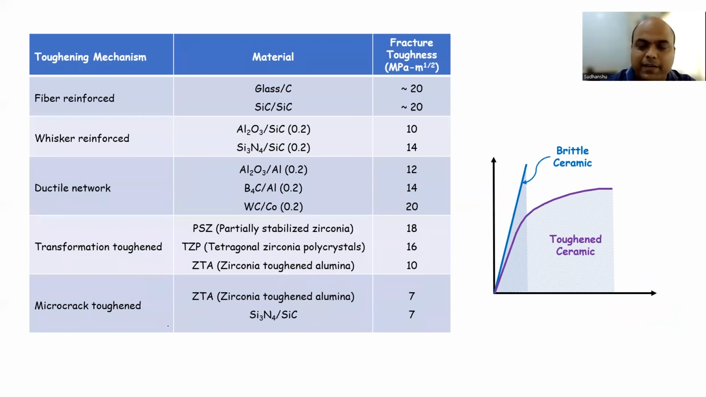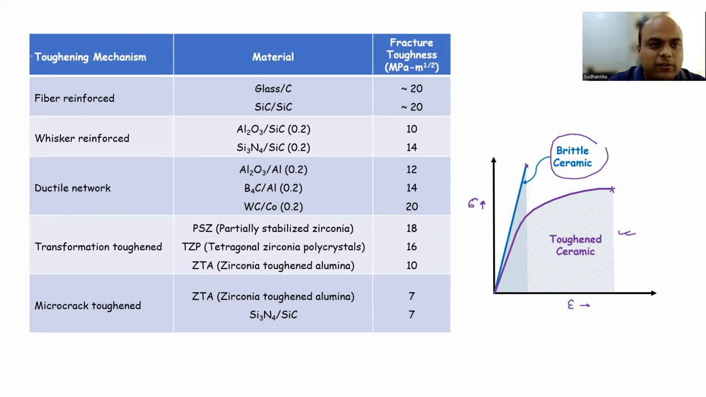So here I have summarized, if you see, so you have a brittle ceramic. This is a stress strain plot. Okay, and this is the toughened ceramic. So if you want to measure the toughness, what you have to do, you have to take the area right under the curve. And you can see the brittle ceramic is going to fracture here, the toughened ceramic is going to fail here, the area under the curve for the toughened ceramic is going to be higher, right?